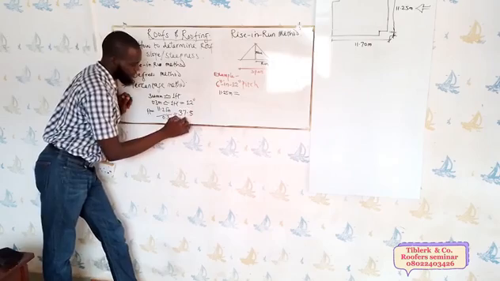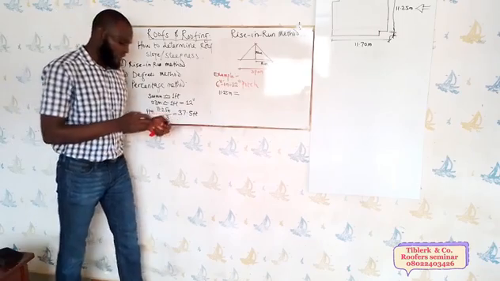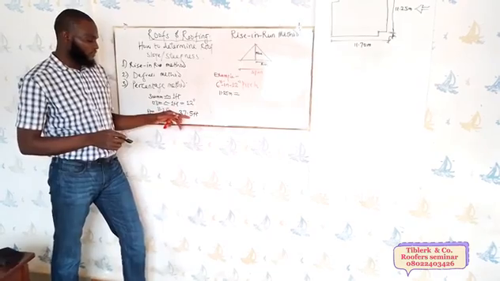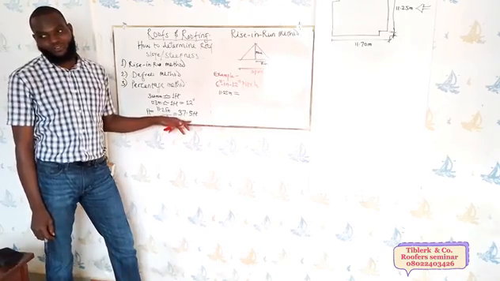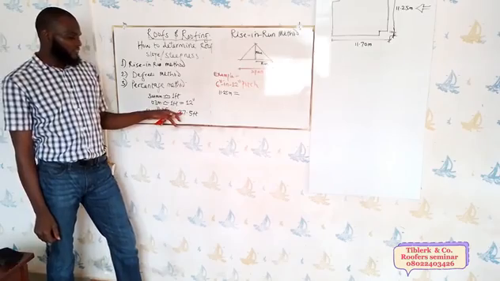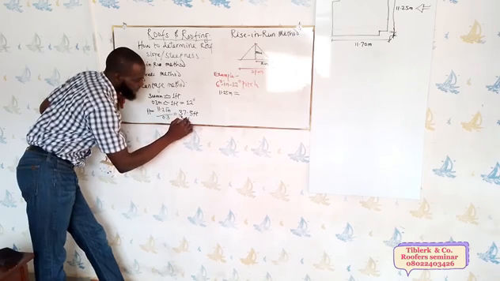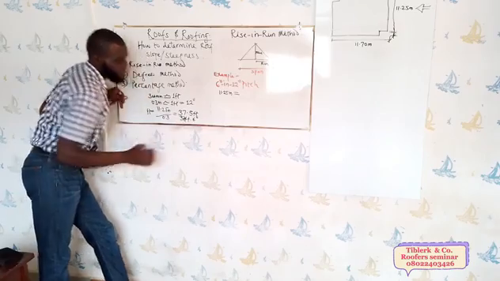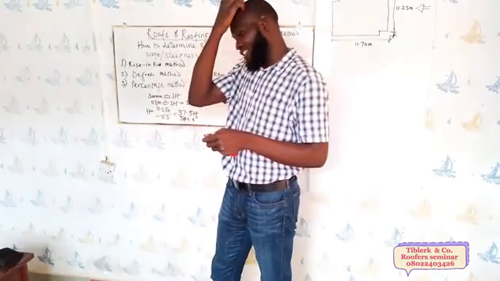37.5 feet. We need to take into consideration that this 0.5 is 0.5 of a foot, not 0.5 of an inch. So it will be 37 feet and a half, which is 37 feet and 6 inches.